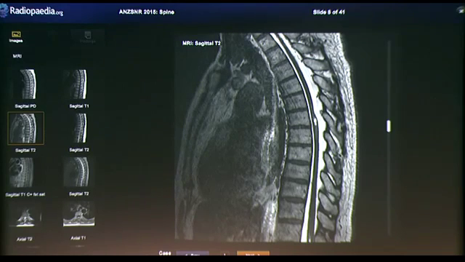So that leaves us with two main differentials here. So one would be the dorsal arachnoid cyst, which we mentioned as a potential differential for our previous case. But really you get a nice maintained flow void all the way through there.